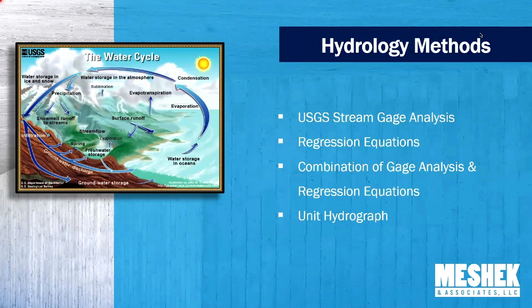Unit hydrograph is also another option for this project. However, we have determined this method to be not the best method for this project, as a unit hydrograph tends to take more time involvement to develop a model. And plus, ODOT generally suggests that we use regression or gauge analysis to begin with.